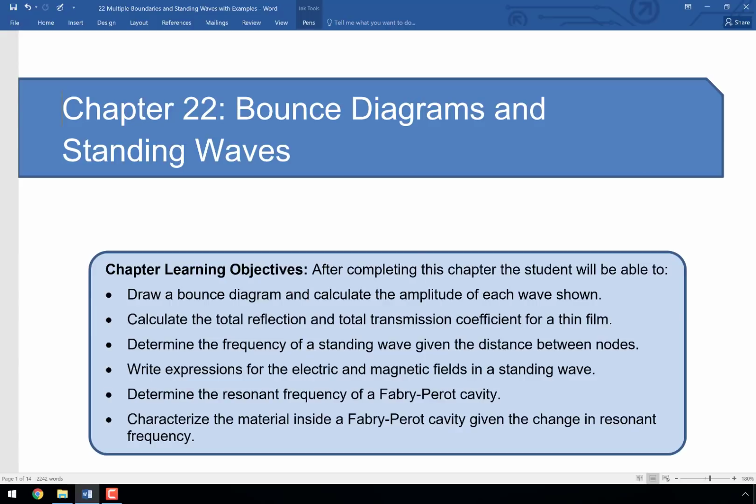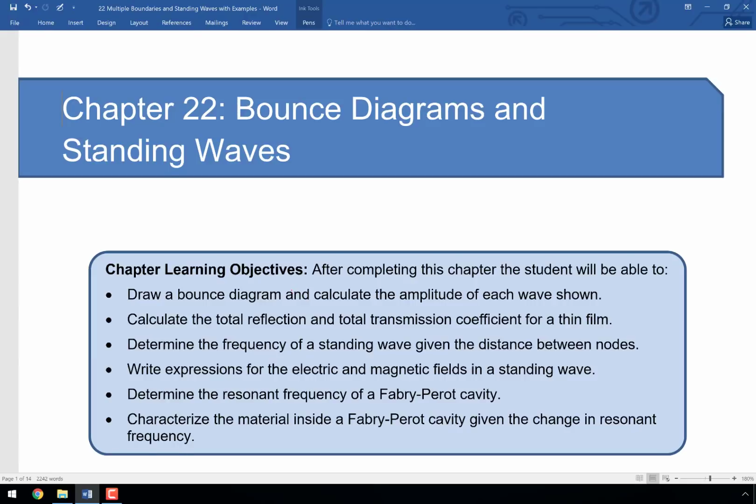Welcome to the video for Chapter 22. Today we're going to talk about what happens when there is more than one boundary that the electromagnetic waves need to interact with. In particular, we'll look at two boundaries. If there are these two boundaries, then we can draw what's called a bounce diagram and analyze the strength of the reflected waves and the transmitted waves. We can also calculate the total reflection and the total transmission of those waves, and that will turn out to be a very useful thing.